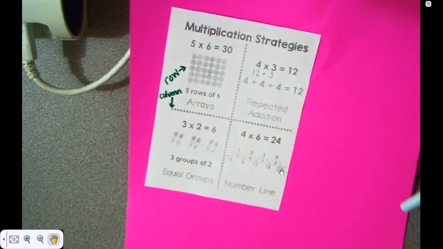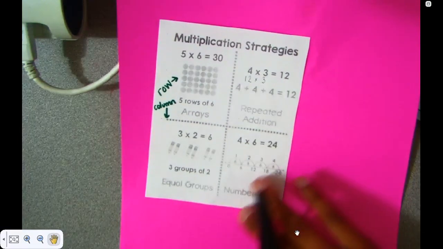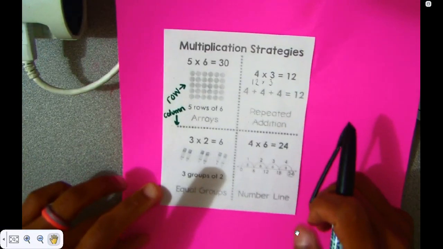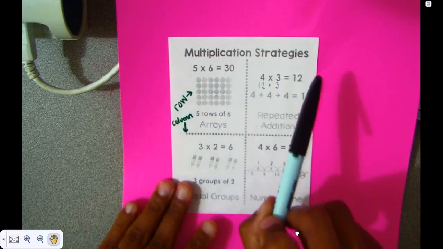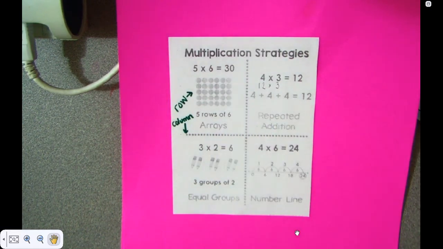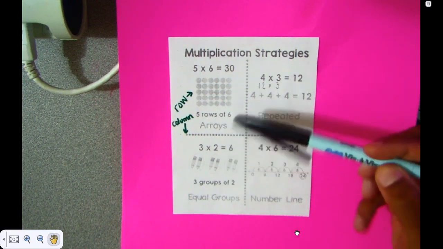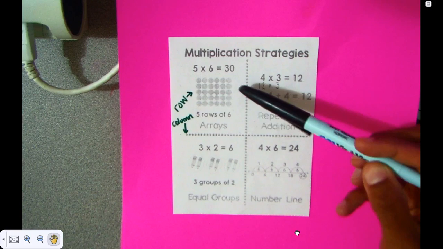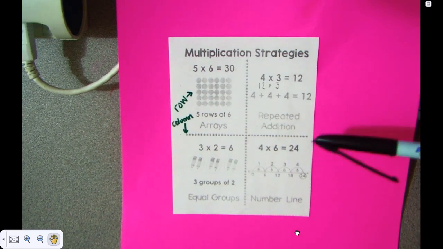All right, guys, let's talk about another multiplication strategy. At this point, we have talked about using arrays, which is groups of rows. Remember, rows go across and columns go down. So it's a group of rows and columns, and we can count the pictures. And here, for example, they're using circles to figure out the product. The product is the answer to my multiplication problem.